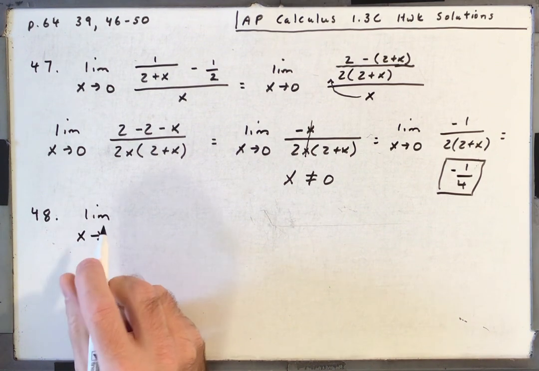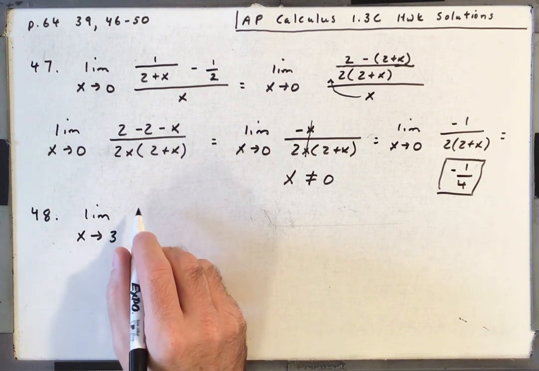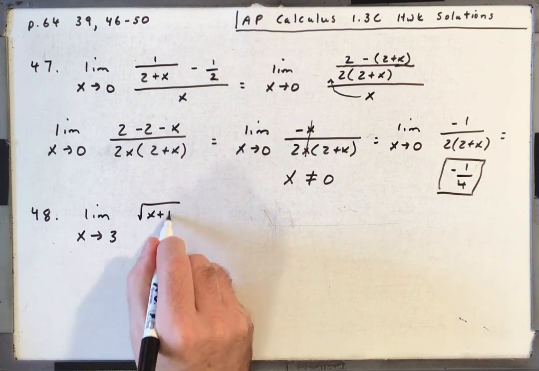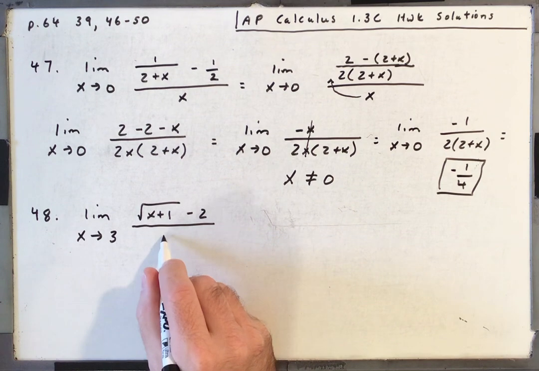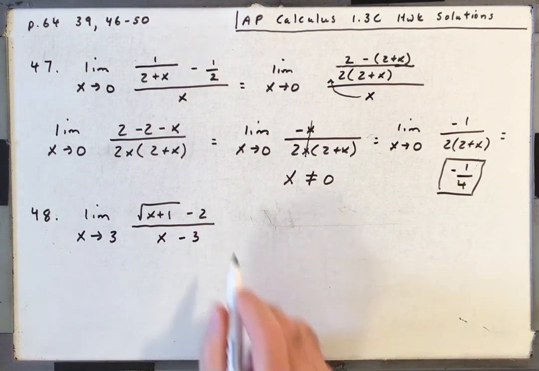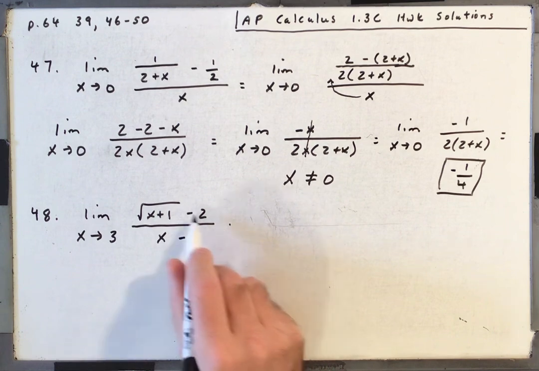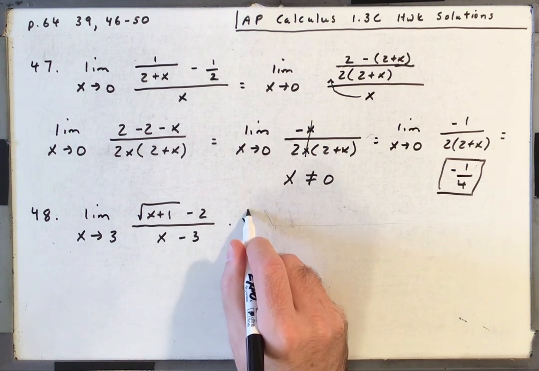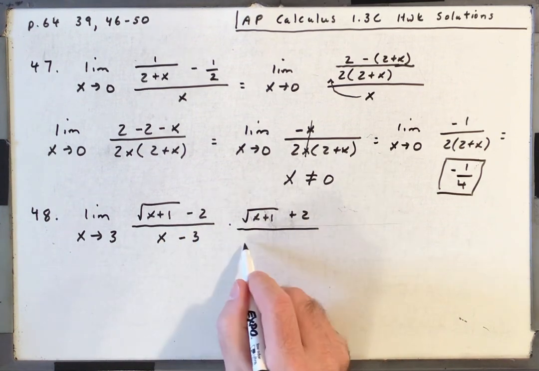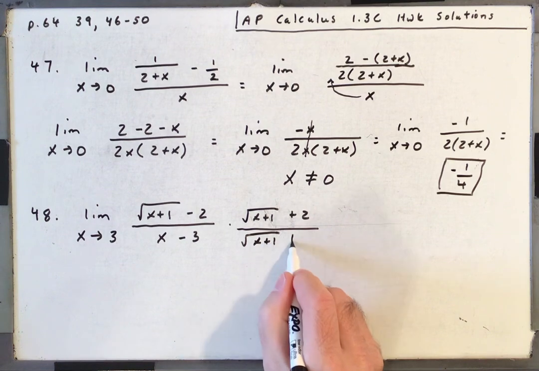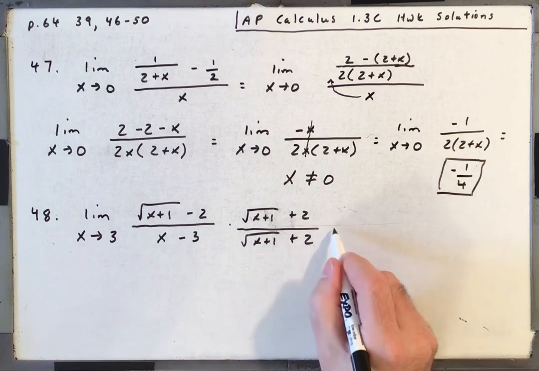All right, 48. As x approaches 3, hope I have room to put this in. Root x plus 1 minus 2 over x minus 3. All right, looks like we're going to be using the rationalization technique here. Okay, plug in a 3. We've got a 0 over 0. So I'm going to multiply this by the conjugate, plus 2, so we change the sign right there, over root x plus 1 plus 2. Okay, so that doesn't change this. That's just 1. It's just a fancy version of 1.